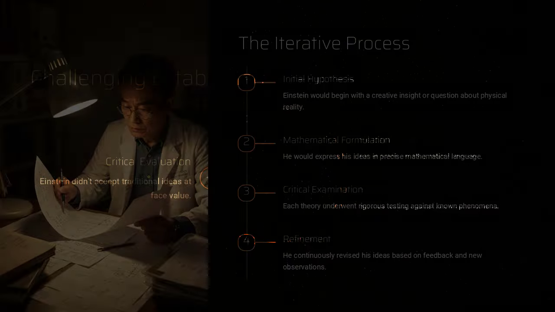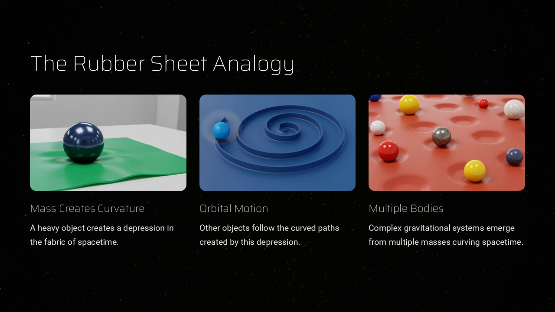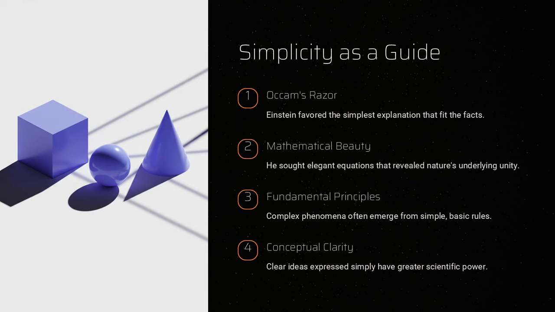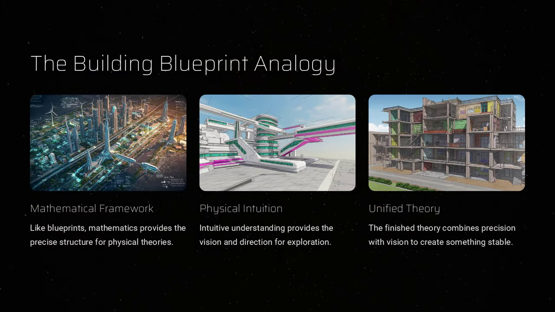One of Einstein's most distinctive approaches was his use of thought experiments. Instead of relying solely on experimental data, which in his time was often limited, he used mental simulations to explore the consequences of theoretical ideas. For instance, to develop the theory of special relativity, Einstein imagined riding alongside a beam of light. This exercise led him to realize that the speed of light must be constant for all observers, fundamentally challenging the notions of absolute time and space. Such thought experiments allowed him to test and refine his hypotheses before any laboratory measurements could be made.